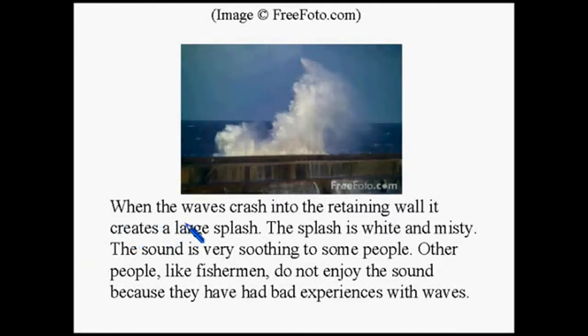When the waves crash into the retaining wall, it creates a large splash. The splash is white and misty. The sound is very soothing to some people. Other people, like fishermen, do not enjoy the sound because they have had bad experiences with waves.